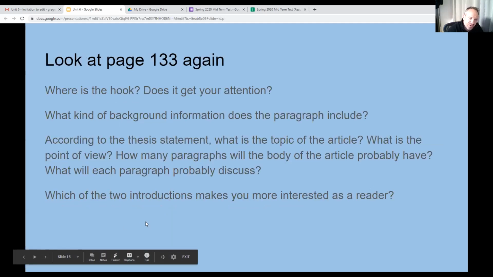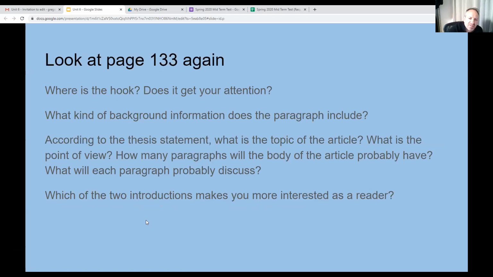So going back to page 133, the reading we did before, I'll give you a few minutes again just to have a look and think about it yourself, maybe write down some notes. So the questions are, where is the hook? Yep, where's the hook? Does it get your attention? What kind of background information does the paragraph include? According to the thesis statement, what is the topic of the article? What is the point of view? How many paragraphs will the body of the article probably have? What will each paragraph probably discuss? Which of the two introductions makes you more interested as a reader?